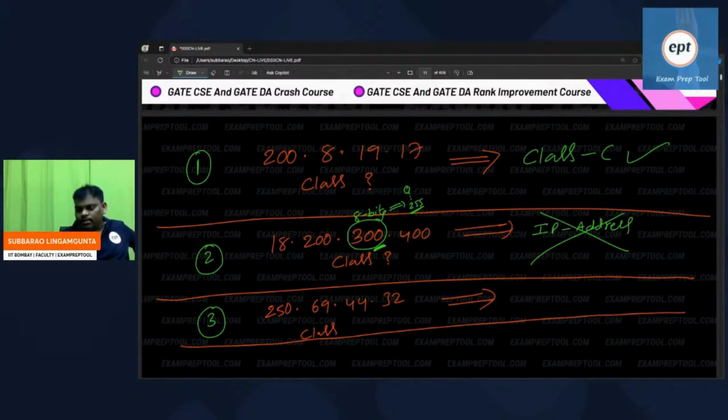If it is invalid, why look at the class? First of all, verify whether it is valid or not. See, no octet crosses more than 255, the maximum possibility. It is a valid IP address. Next one, which class? It is a valid IP address, but which class? I think this is the last class, class E. If it is a valid IP address, then say the class.